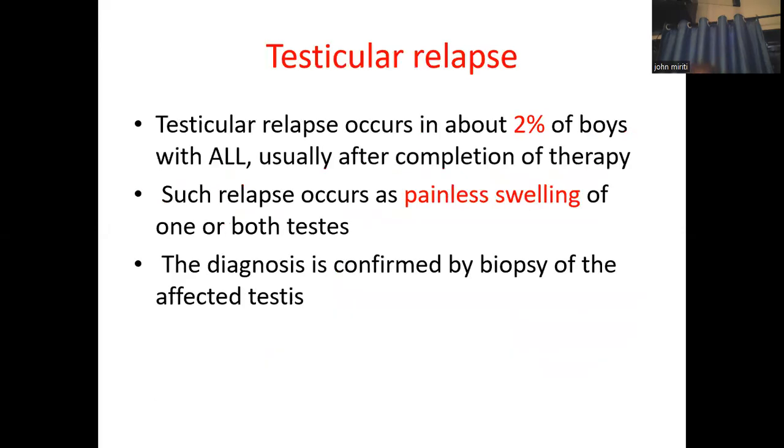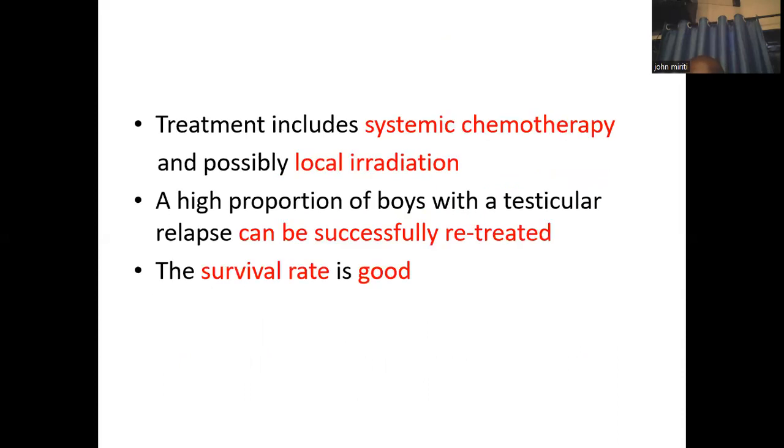So let us look at testicular relapse. Testicular relapse occurs in 2% of boys with acute lymphoid leukemia, usually after completion of the therapy. It presents as painless swelling of both testes or one. The diagnosis is confirmed by biopsy of the affected testis. Treatment includes systemic chemotherapy and possibly local irradiation. A high proportion of boys with testicular relapse can be treated successfully and the survival rate is good.